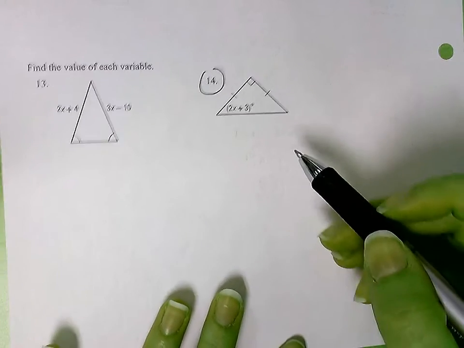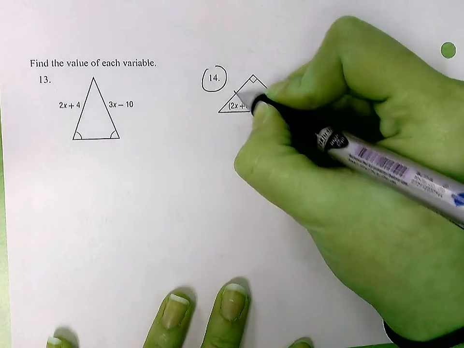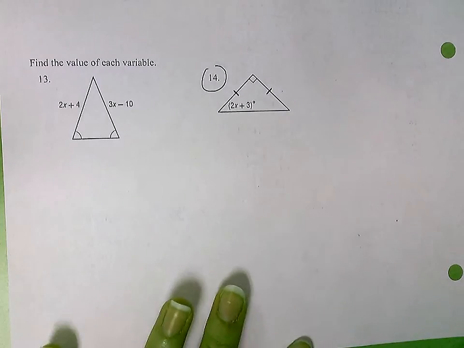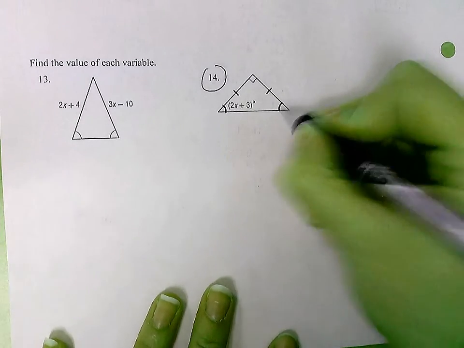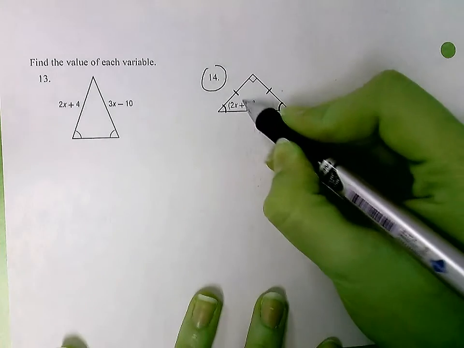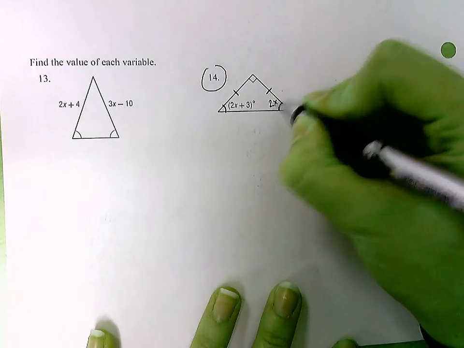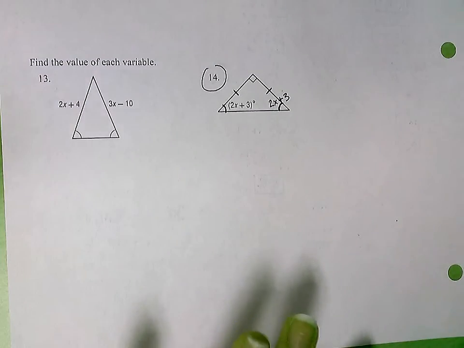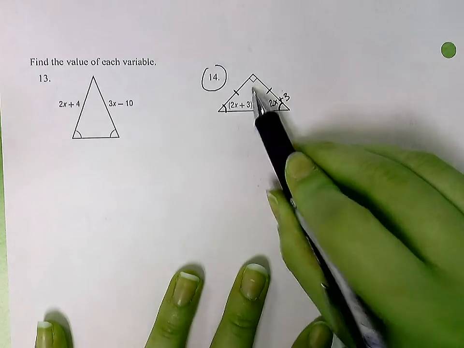That'd be cool. All right, so 14. You're given that these two sides are congruent. Okay? Meaning these two angles across from those sides are also congruent. Okay? So, since this angle right here is 2x plus 3, this angle is also 2x plus 3. This angle right here is 90.